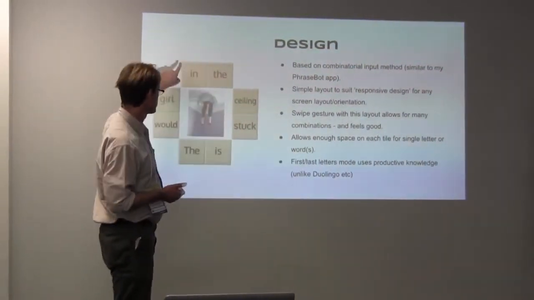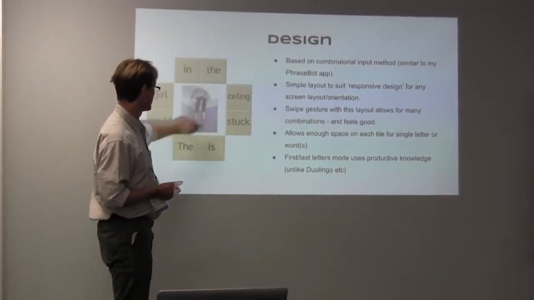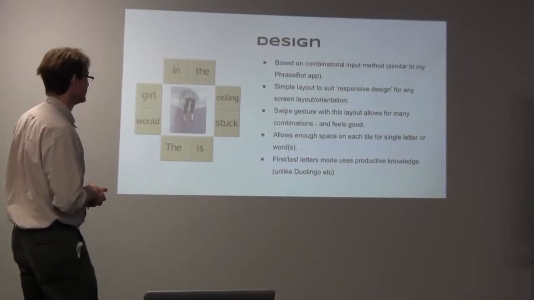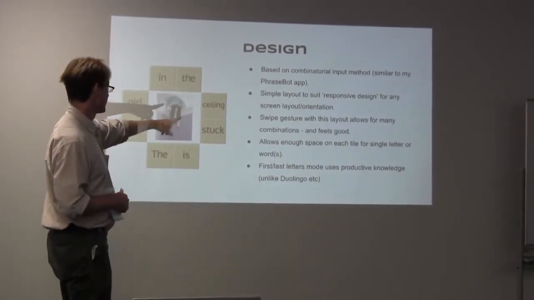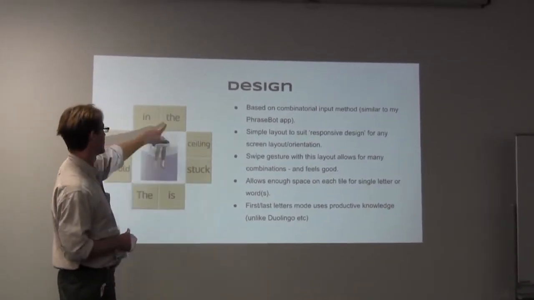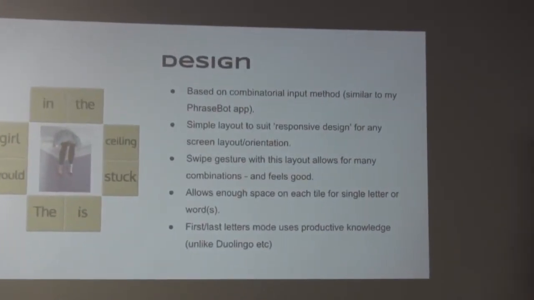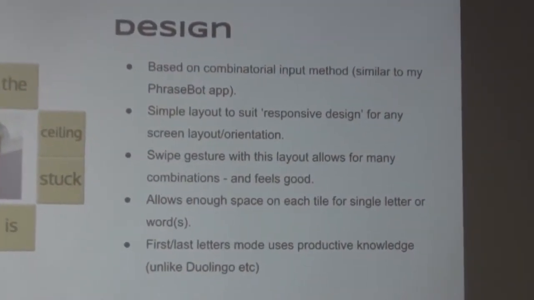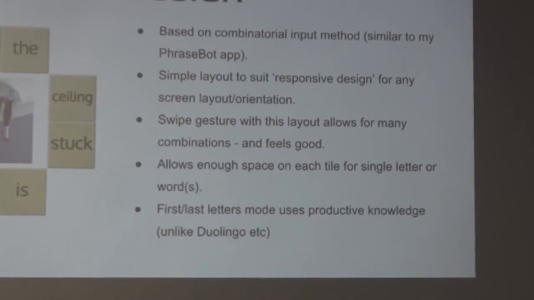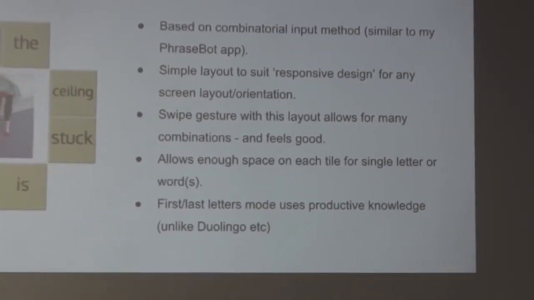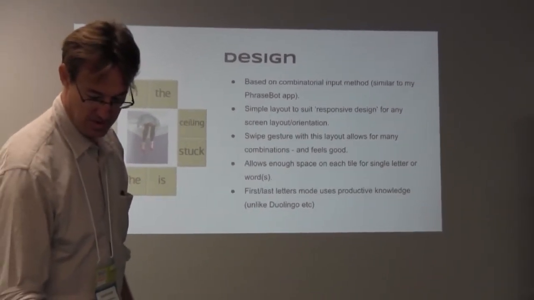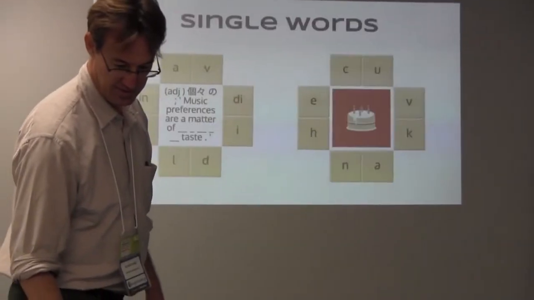You can use the swipe gesture, so you can either tap them separately, or use the Fruit Ninja style swiping to join the letters together. It allows for many different combinations, and the design also has enough space on each tile to allow for complete words or single letters. There's another mode. This mode shows the whole word on the tile, but I'll show you another design with just the first and last letters.